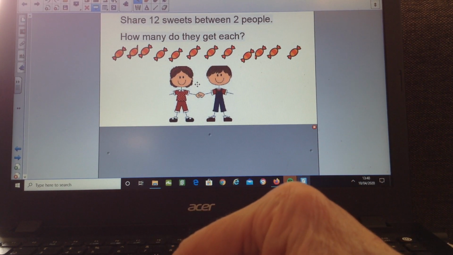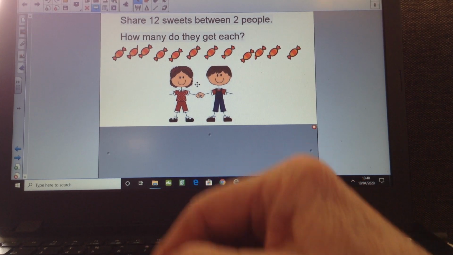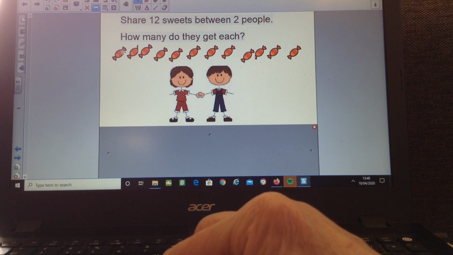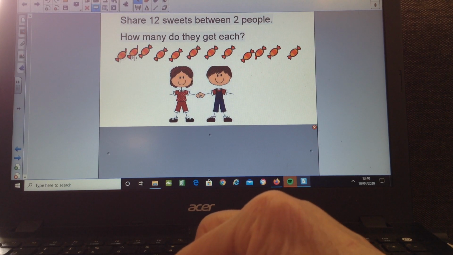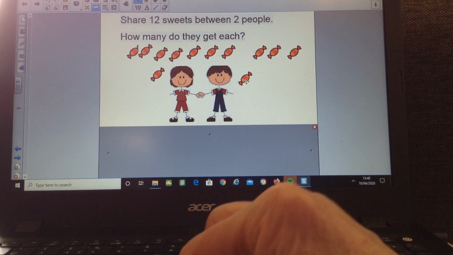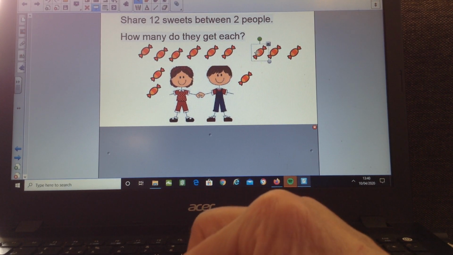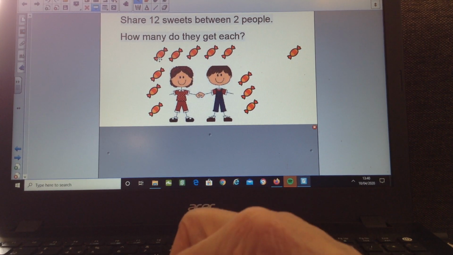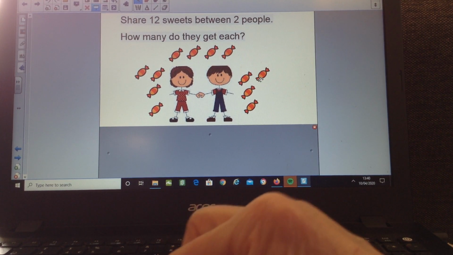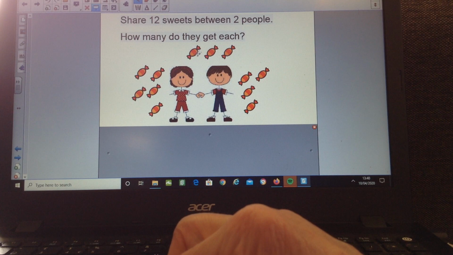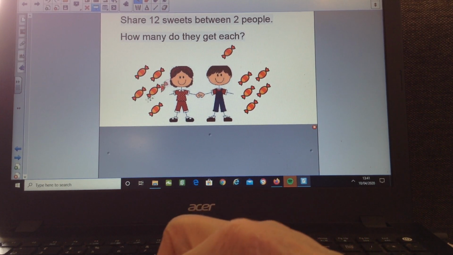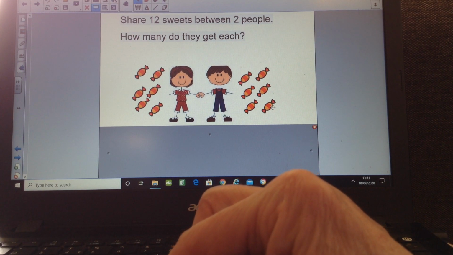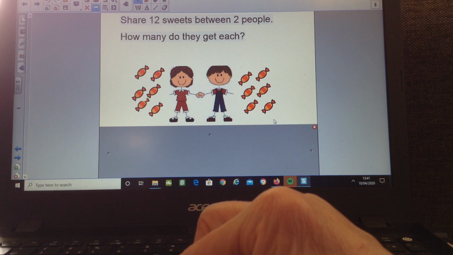What about if you have to share 12 sweets between 2 people? How many do they get each? Write it down. I'm going to do it now, sharing out the sweets one by one. 1 for you, 1 for you, and so on, until all 12 are shared. So sharing 12 sweets between 2 people, how many do they get each? Well, of course, they get 6.